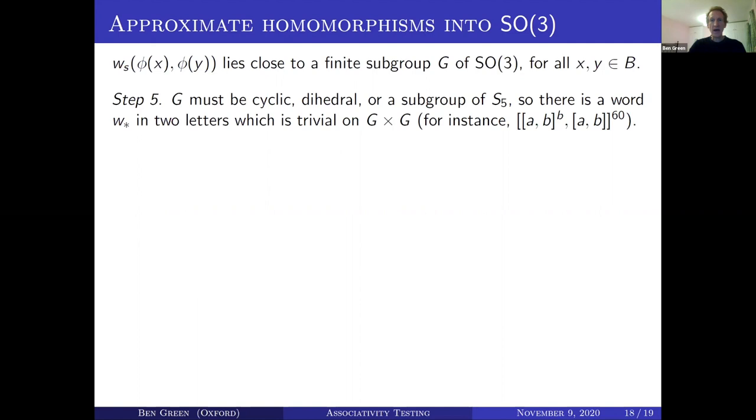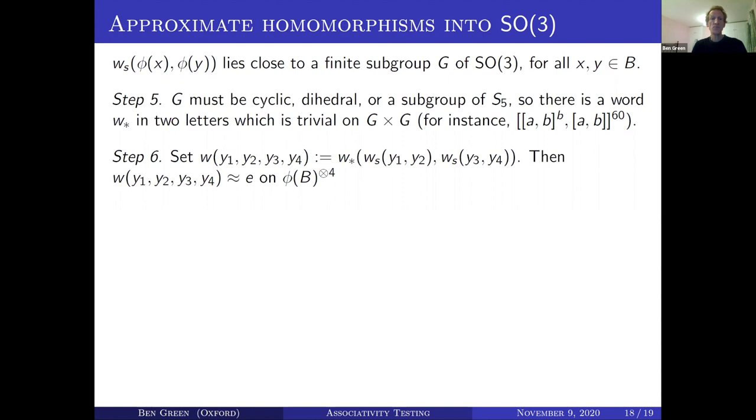And I mean, you don't really need to classify them to have a result like this. Again, Alex is the real expert on this, but all we need is that there is a word W star in two letters, which is trivial on G cross G, uniformly over all finite subgroups G of SO3. I've written down an explicit word that would do this, based on the classification of them all as cyclic, dihedral, or subgroups of S5. Now you essentially can combine this W star with the commutator words W_S that I already had. The commutator words take you near to phi H, and then this W star is basically trivial on that. And so I've now got a word W in four letters that's almost trivial on the whole of the image of my approximate group B under phi.